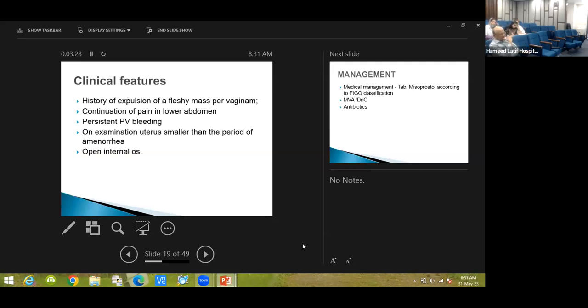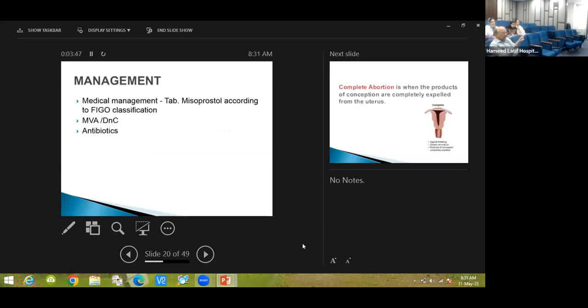There is persistent PV bleeding, and on examination, the uterus is smaller because part of the fetus and the products of conception have been expelled. So the uterus is smaller than the period of amenorrhea. And on pelvic examination, the internal os is open. It may be closed also.